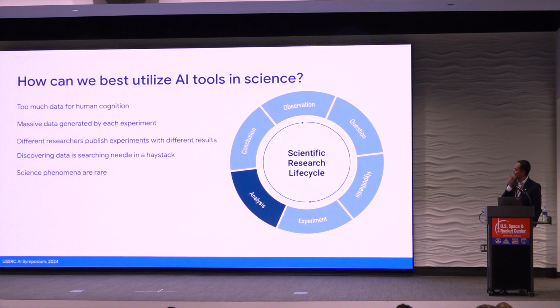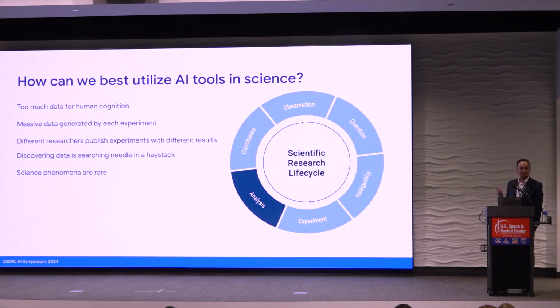Okay, let's look at the analysis side. I think this is where AI has made a lot of progress in terms of data analysis. When you think about scientific processes, people usually associate AI with the analysis side of things. This is because we have just too much data, and AI is very good at sifting through all of it.